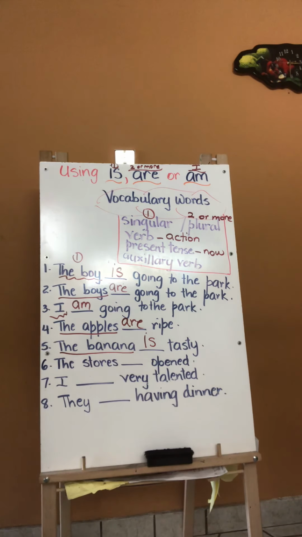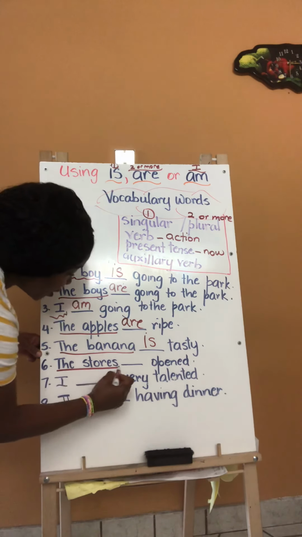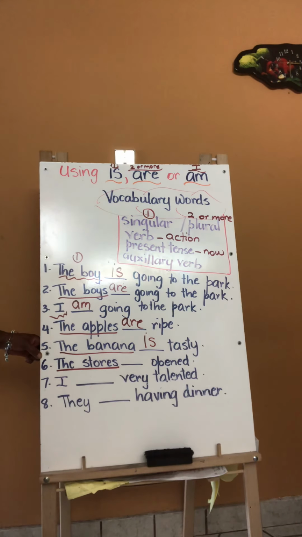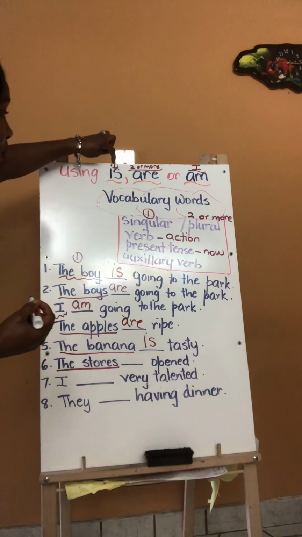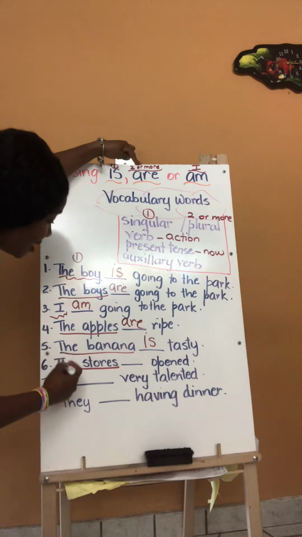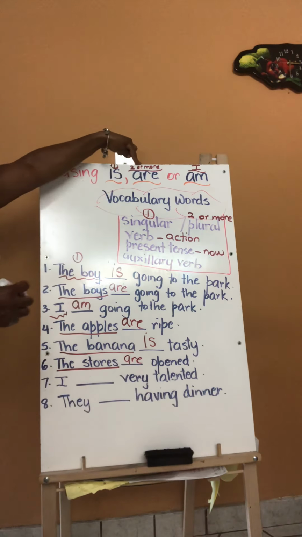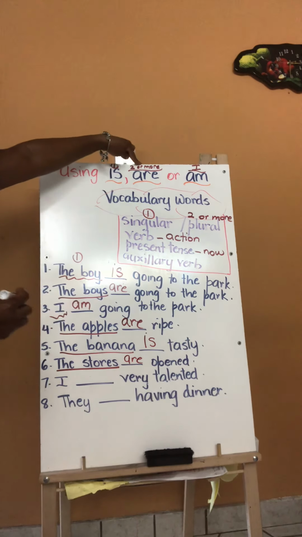Okay, let's see what you got. Question 6 says the stores. So that's more than one store. So if we look up here, more than one goes with are. The stores are opened. Good job if you had that.